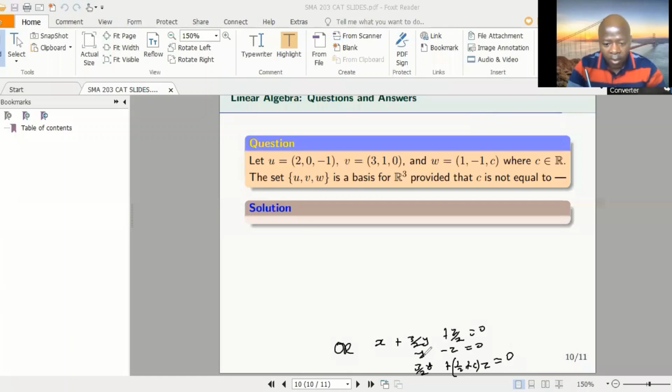So now I want to use this y to create a zero in that position. So the first equation remains what it is: x plus 3 out of 2y plus z out of 2 is equal to 0. The second equation remains what it is. And now I'm multiplying this second equation by 3 out of 2 and subtracting from the third equation.